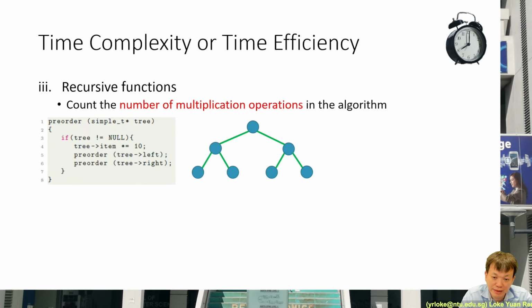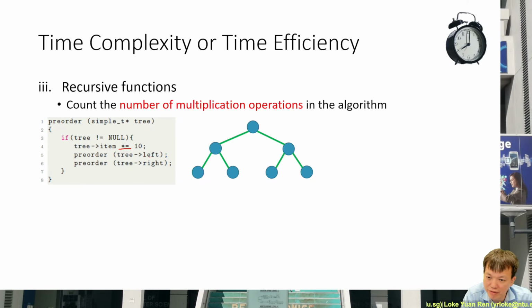So another example, here we want to find the number of multiplication operations. This is what you learned in this week's tutorial and the last week's lecture, I guess. It's a pre-order traversal of a binary tree. If you have a pre-order binary tree and they ask how many multiplications, you can expect that it is the number of nodes you have.